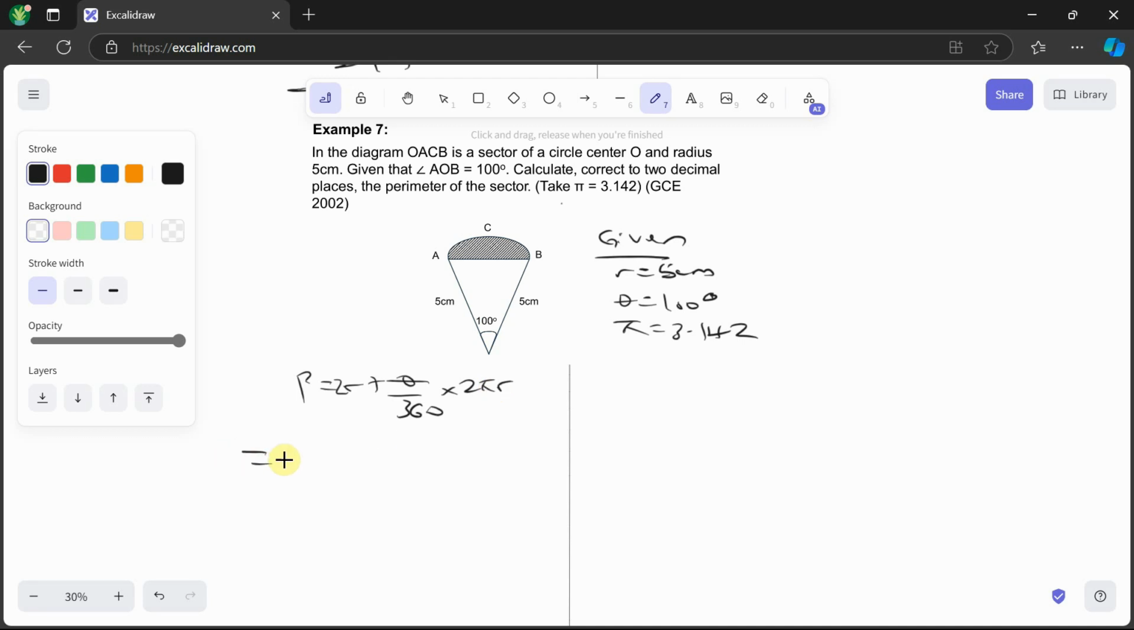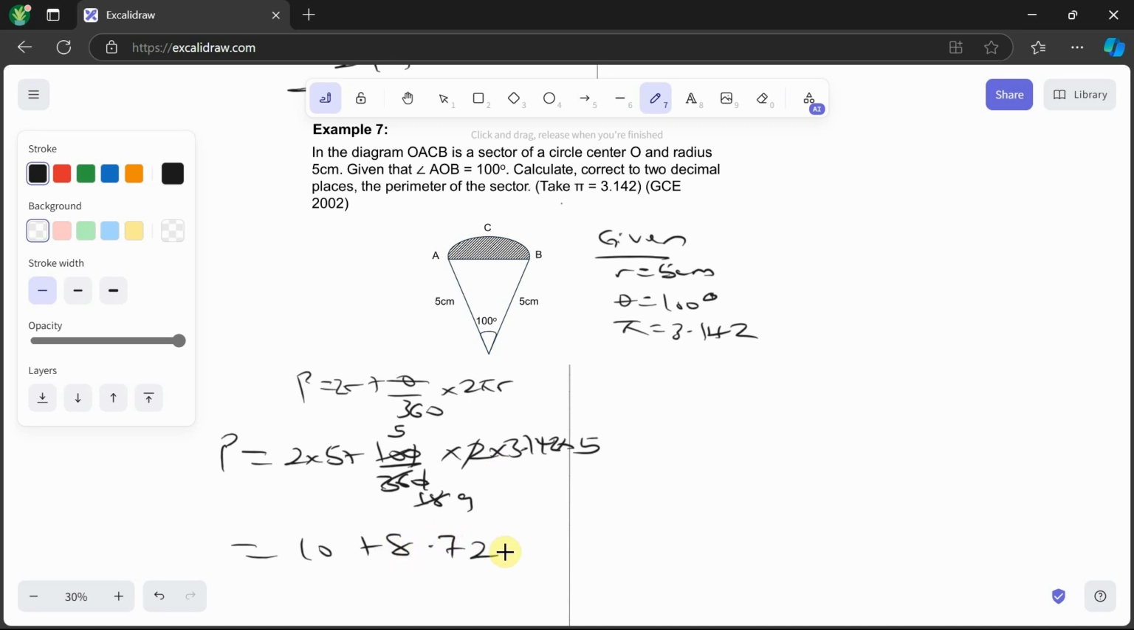So let's substitute. P will be equal to 2 times 5 plus 100 over 360 times 2 times 3.142 times r, which is 5. So 0 will cancel 0, 2 will cancel one of these, this will be 18, 2 will cancel, this is 5, this is 9. So 2 times 5 is 10 plus 5 times 3.142 times 5 divided by 9, this gave me 8.728. So 10 plus 8.728 will give you 18.728 centimeters.